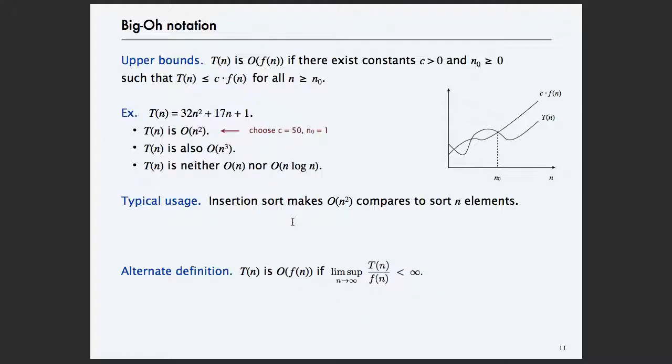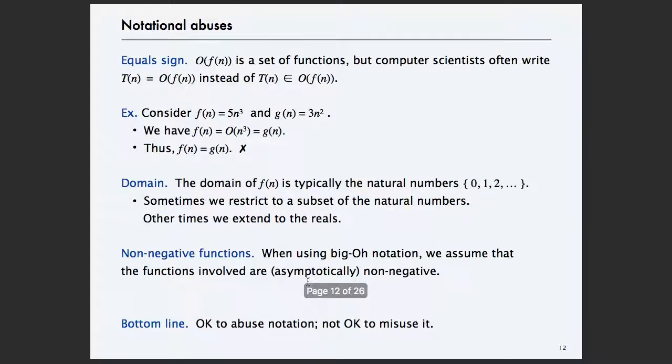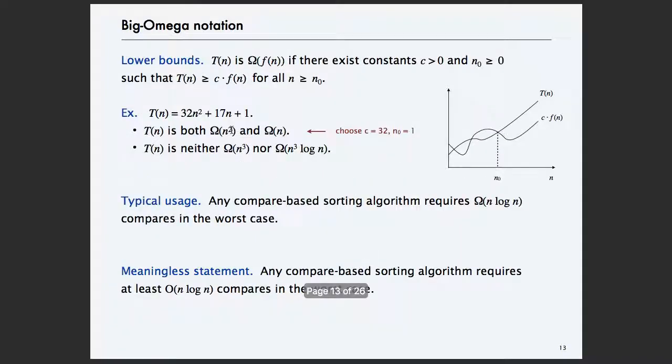We defined big O, right? T of n is O of f of n if there are constants c greater than 0 and n0 greater than or equal to 0, such that T of n is less than or equal to c times f of n for all n greater than or equal to n0. There's the alternate definition. We tend to use equal instead of is in.